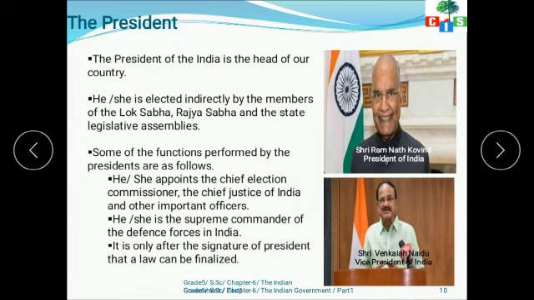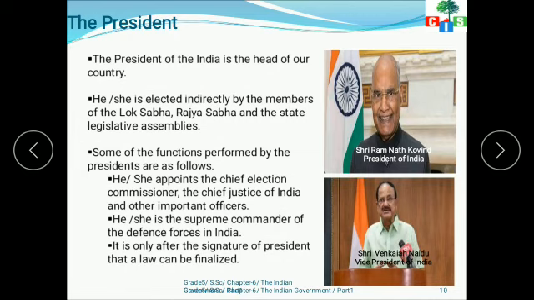Then he or she is the supreme commander of the defense forces in India, and it is only after the signature of the President that a law can be finalized. So how is the law implemented, how is it finalized? Only once the President gives their signature, right? Now who is our President? That you know, Shri Ramnath Kovind.